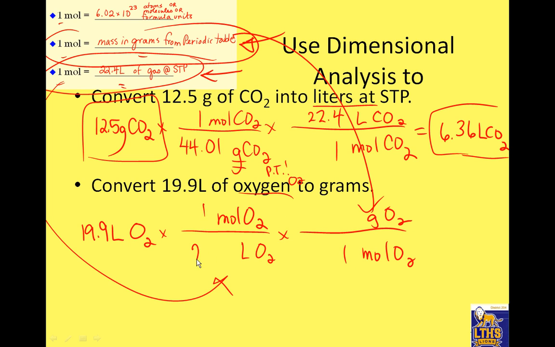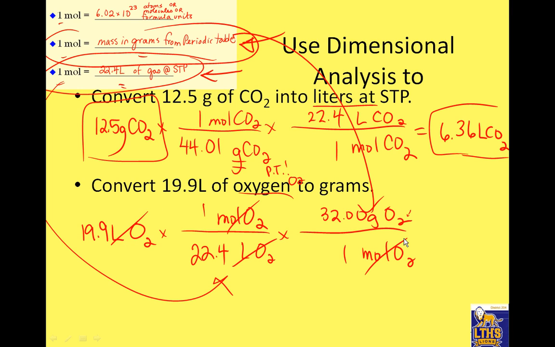Moles are number 1. What number goes with liters? 22.4 liters. We're assuming it's a gas at STP. And then grams, we have to get from the periodic table. Notice that 2 there, so this would be 32.00 grams. All right, calculator time. Look at these units. Goodbye. See you later.